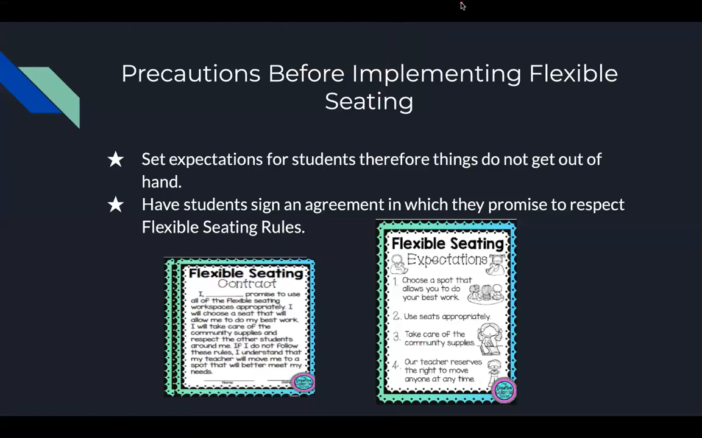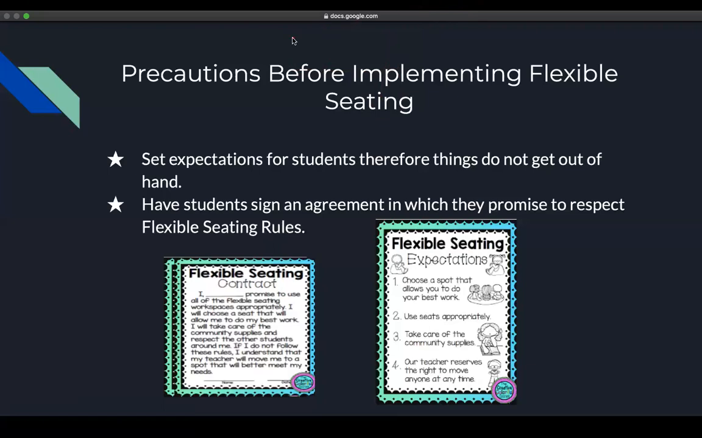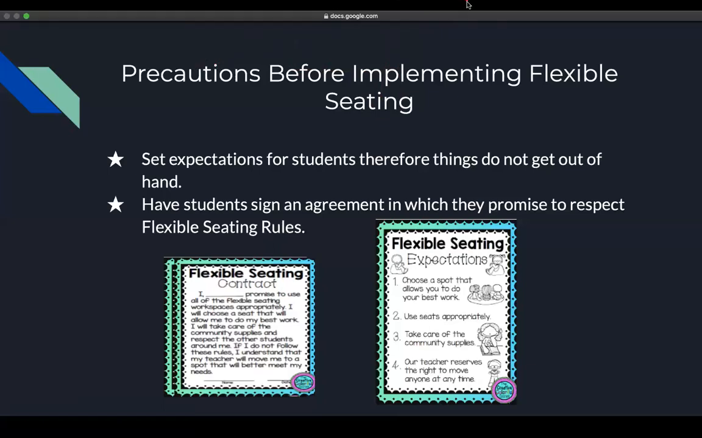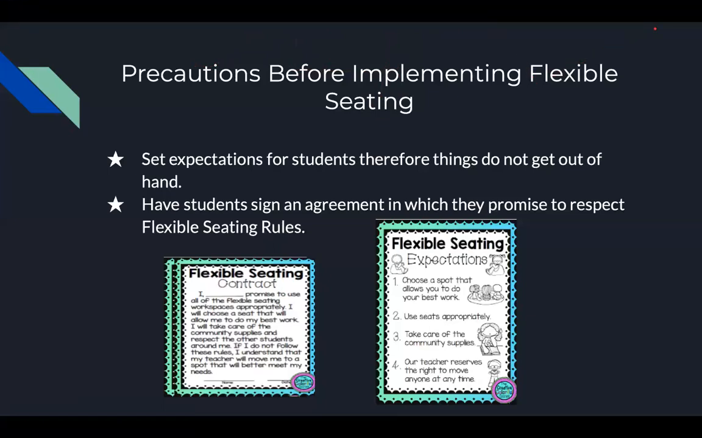So this is a fun little contract that you can do with your students maybe the first week of school, where they promise to use the workspaces appropriately. They are going to respect everyone and everything around them. And then if they don't uphold these commitments, they will not have the privilege of flexible seating.